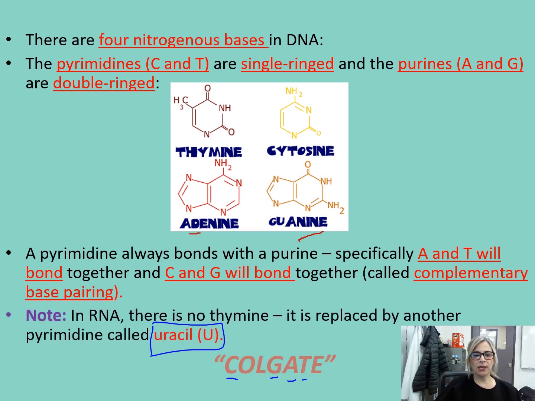One really easy way to remember this is the toothpaste name Colgate. This is just one way I've always remembered which of the base pairs go together. If you read the name Colgate from left to right, C and G are the first 2 nitrogenous base letters, so C and G always go together, and then A and T are closest to each other, so those are the 2 that will bond together as well. So C and G and A and T. Just remember Colgate, and you'll never go wrong with which base pairs go with each other.